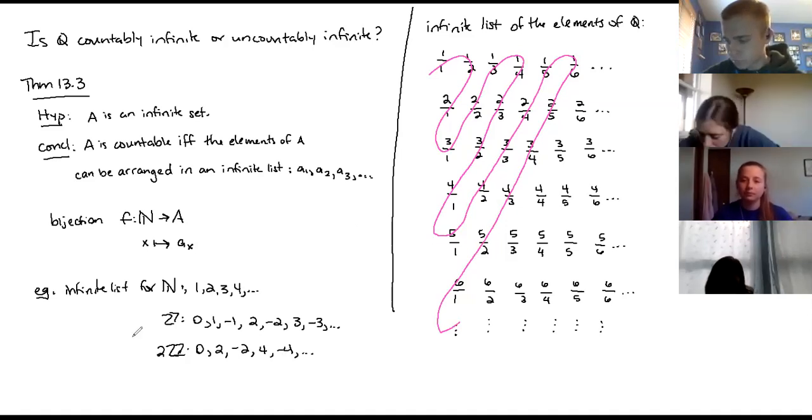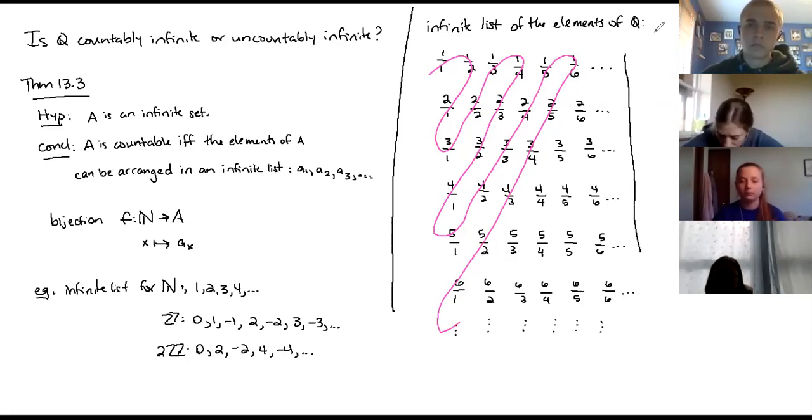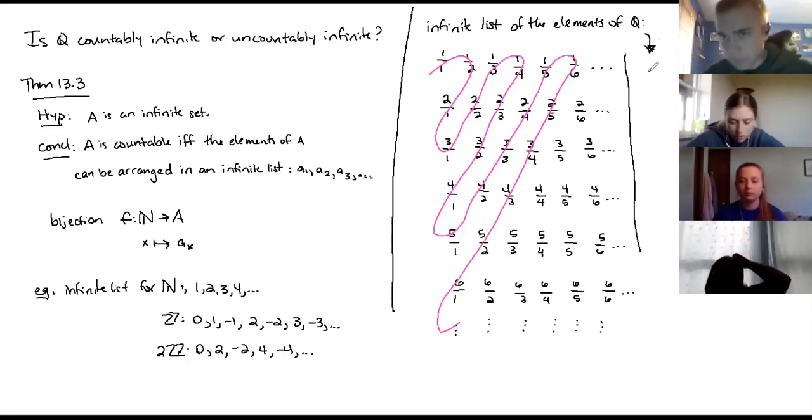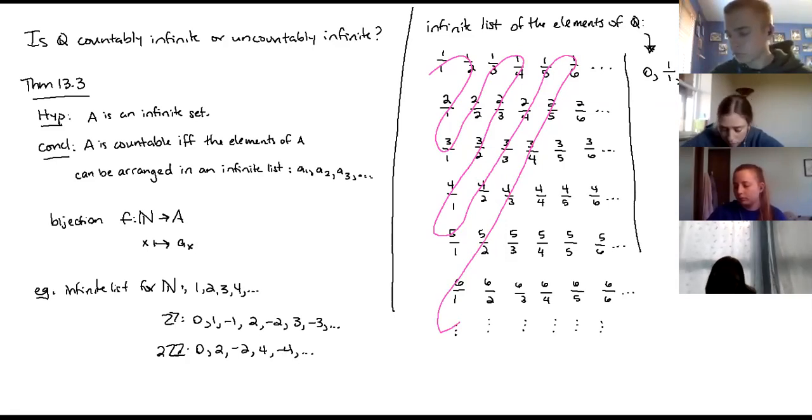And I am going to, again, put the negative number after the positive number. And we're going to start with 0 because that's not in my list. So here's my infinite list of all the elements of Q. We're going to start with 0. And then we'll go with 1/1, and then -1/1. So we're just going to put the -1 right after the positive one. That's what we did with the integers. That's what we did with the even integers. No big deal. So then we've got 1/2 and -1/2, right? 2/1 and -2/1. All good so far? All right.